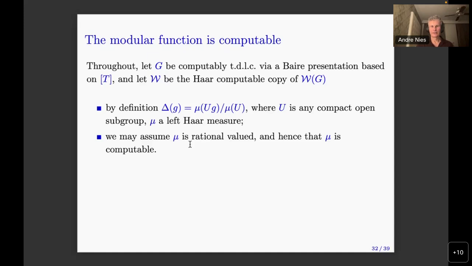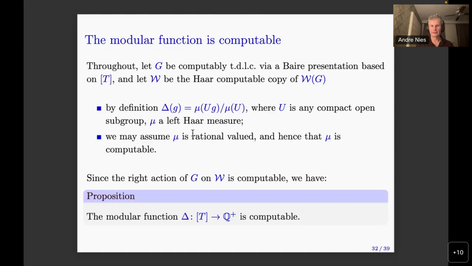So I standardize, assuming that mu is rational valued, which means, well, mu of U is one, say, and therefore all the values on compact open cosets are rational. That's what I mean here by rational valued. So then it's clear from the previous that this modular function is computable. Mu is computable just by its definition, but since the right action of G on the groupoid is computable, we observe that the modular function, as a function from the set of paths to Q plus, is computable.